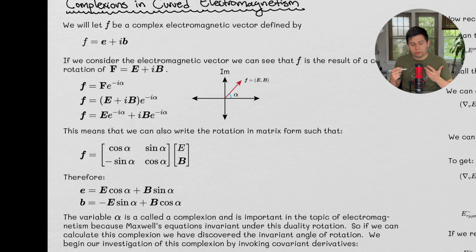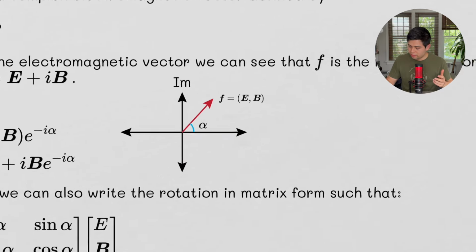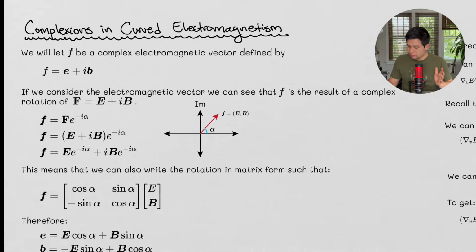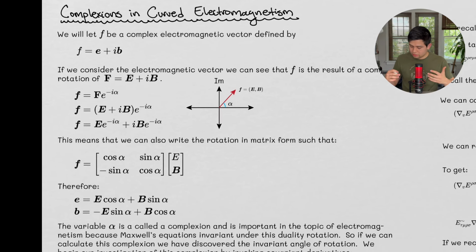The point here is that when we do this rotation, we need to rotate it by some angle, and that angle is going to be called alpha. And so if we look here, alpha, this is our complexion. This is what's going to be important in understanding electromagnetism within the context of GR. It's this angle by which we're rotating bivectors. And so let's go more into this.